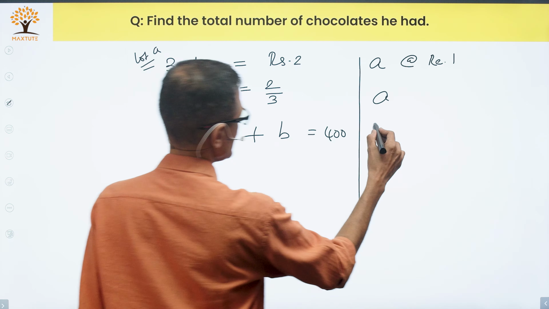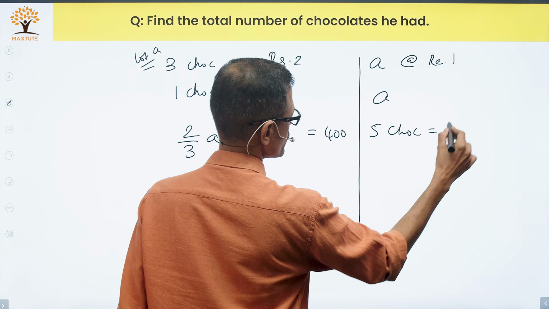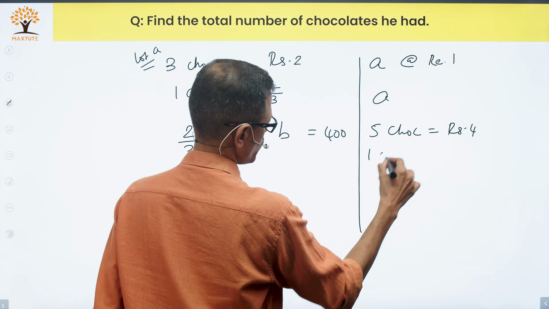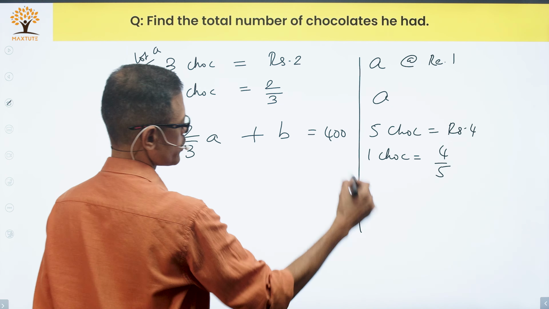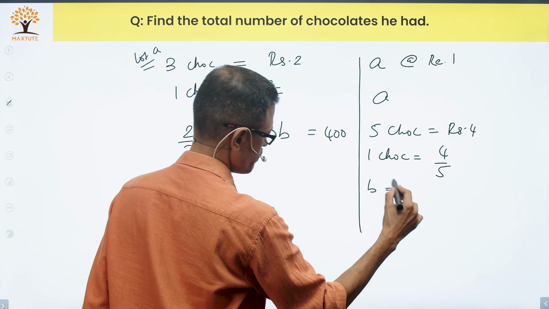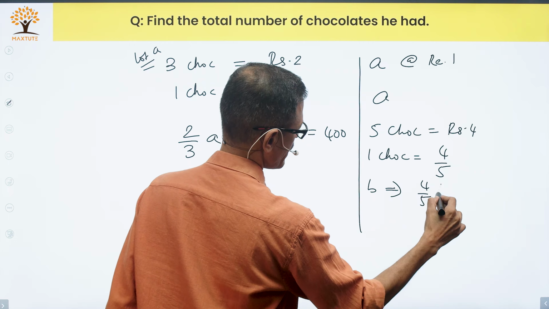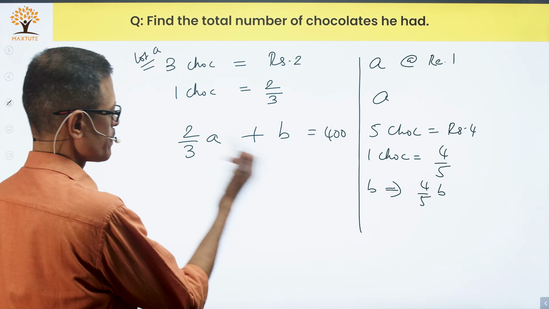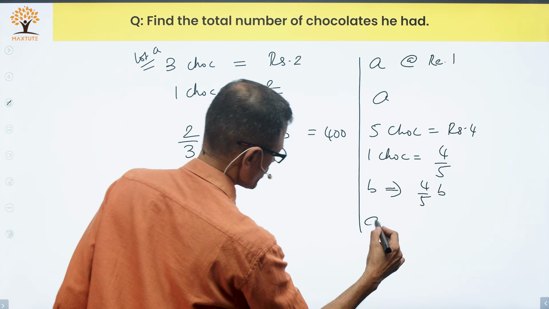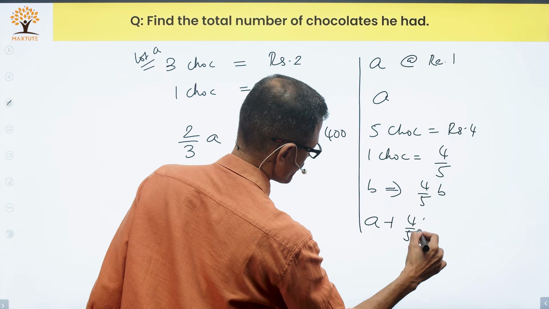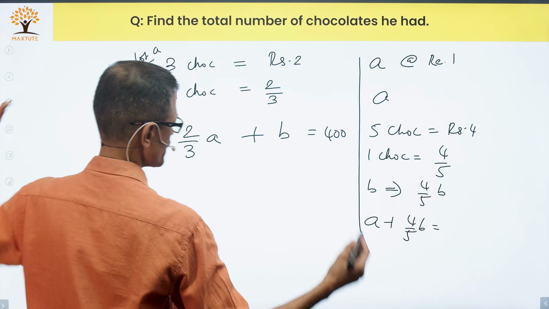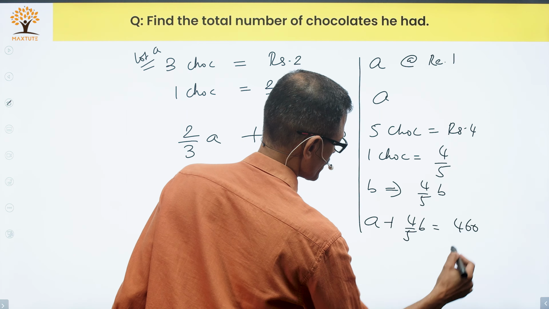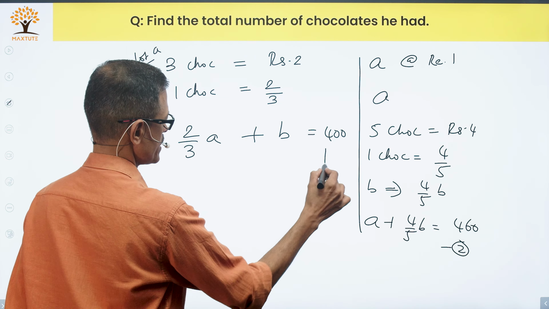Okay, so 5 chocolates gives him rupees 4. So one chocolate will give him 4 by 5 rupees. How many chocolates does he have? B chocolates. So B chocolates will fetch him 4 by 5B. Now how much money does he get totally? He gets A from lot A and 4 by 5B from lot B, making up 460 rupees if he had sold it at this rate. So this is equation 2, this is equation 1.